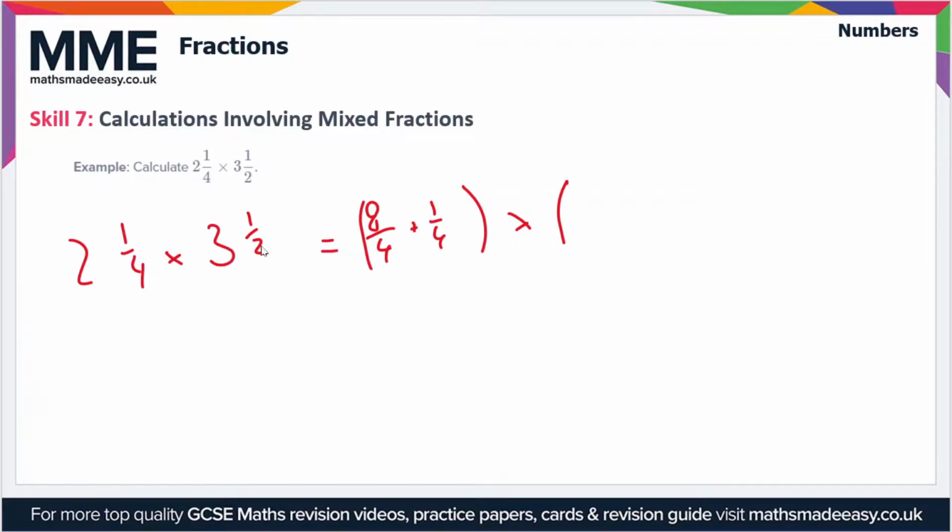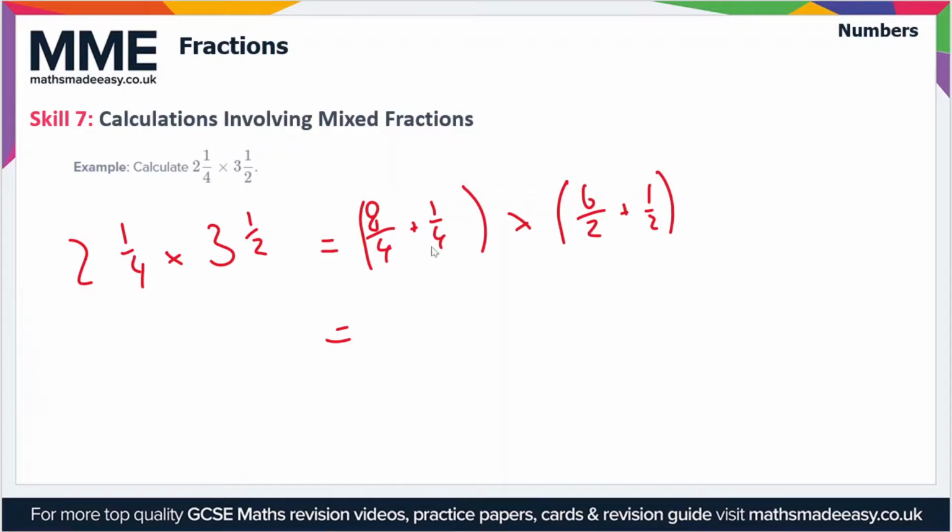So we need to write 3 as a fraction of 2. So that's 6 over 2 plus 1/2. So all I've done here is convert these mixed fractions into a sum of two fractions. So let's simplify these on the next line.